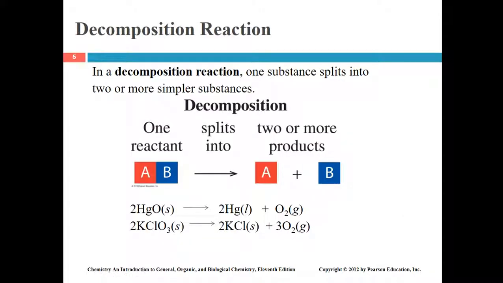Now, just the opposite, if you have one item that splits into 2 or more products, that's a decomposition reaction. So it's just the opposite. It's decomposing. Rather than combining, it's decomposing. So we have a couple of examples. Notice we have one item and the 2 products. We have another example with 2 products. You could have 3 products, but the key on decomposition is you're starting with one item and it splits apart.